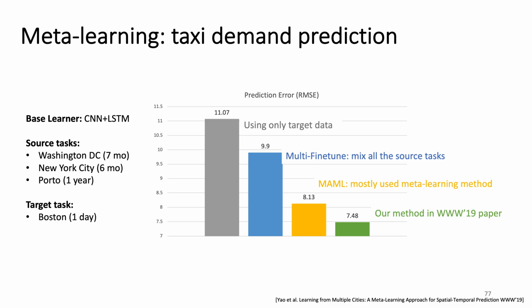Usually, we also use meta-learning on taxi demand prediction because we want to transfer the knowledge from multiple cities to a new city. In the base learner, we use a convolutional neural network, which can capture the nearby spatial information from one region, and an LSTM to capture the temporal information. We choose RMSE as the prediction error. If we only use the target data set, we only have a few data samples to train it. If we mix all the source tasks and fine-tune it, it can improve the performance. So the transfer can increase the model performance.